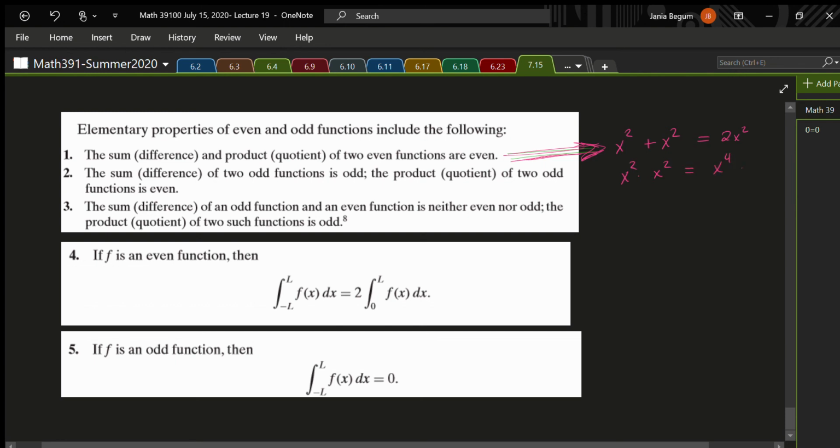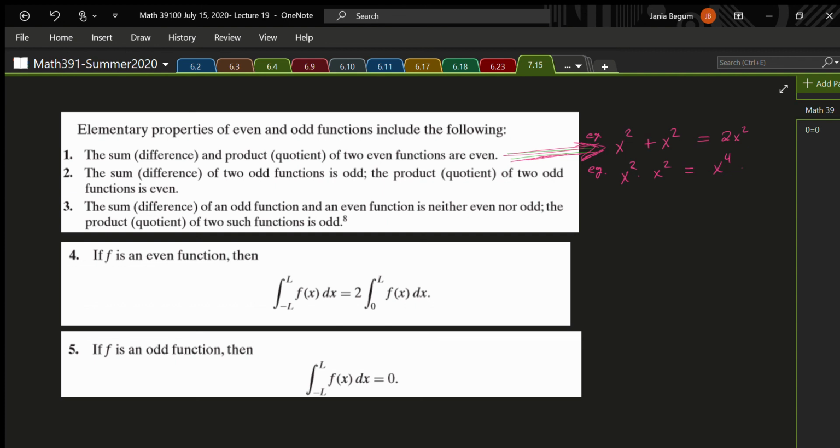So always think of an example when there is a property that you want to remember for future reference. And then if you have sum or difference of two odd functions or the product or quotient for odd functions, then the result is even. Right? Let's check it out.